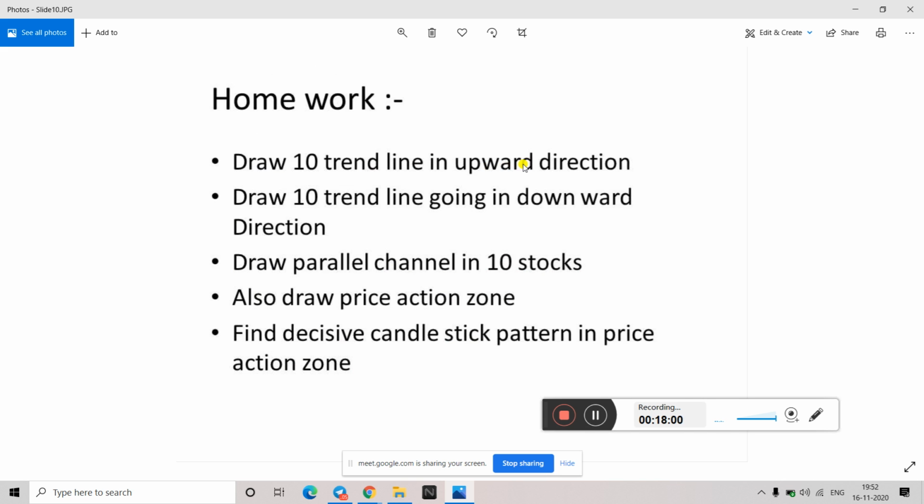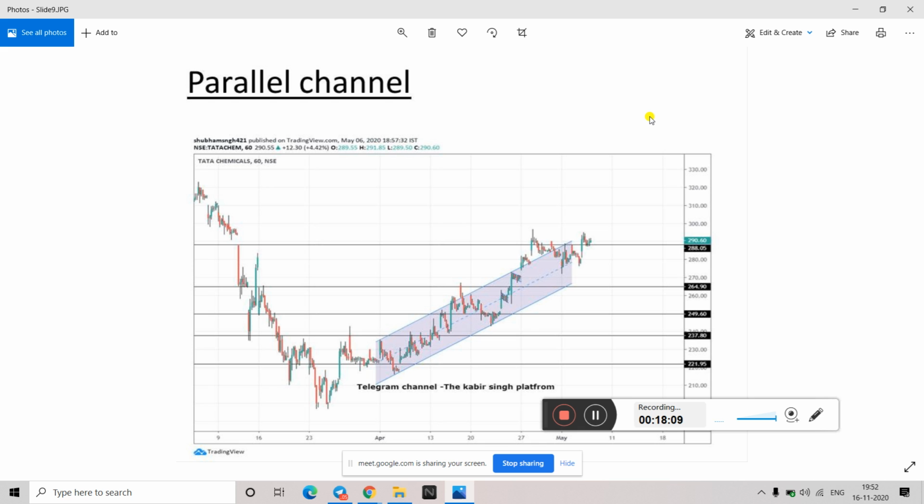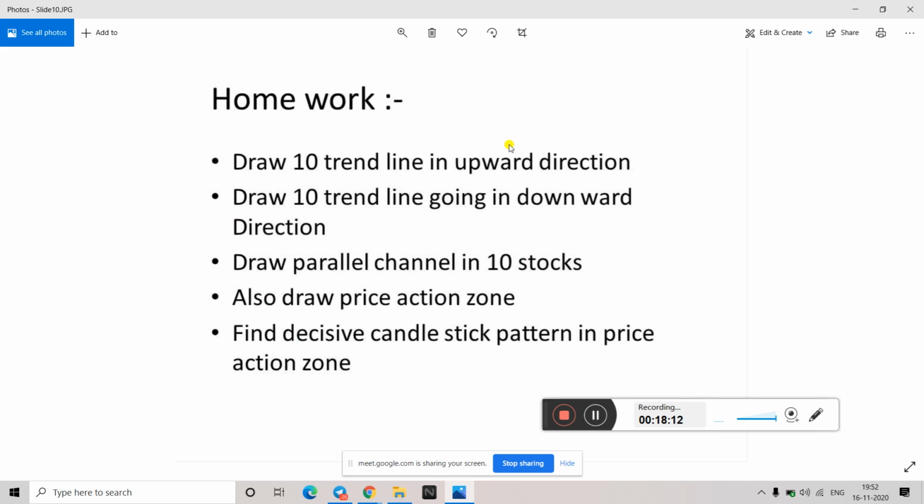that you have to share 10 trend lines which are towards the upward side. If I just give you a little clarity, this is the trend line which is pointing towards upward side, and this is also pointing towards upward side. I'll show you an example of a lower trend line also, and share these charts in our group.